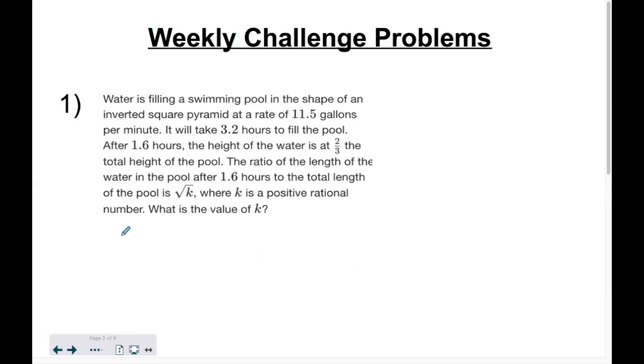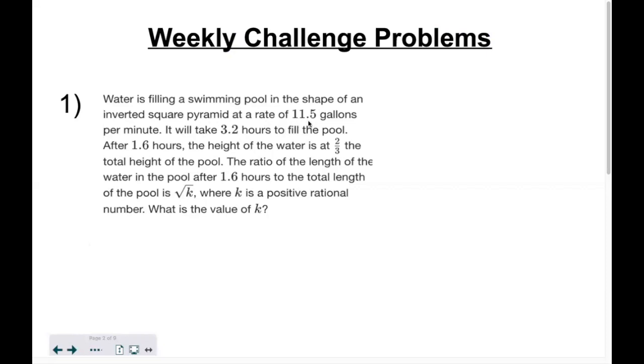So here we've got a pretty challenging volume problem, and we're talking about the volume of a square pyramid. The volume of a pyramid, if you look it up, is 1/3 length times width times height. But if the length and the width are the same, then we're going to call those the same variable. So if they're both, say, x, then that's going to be x squared. I'll explain that more in a second.